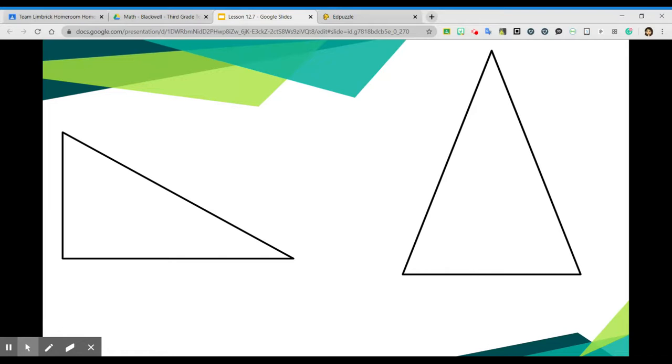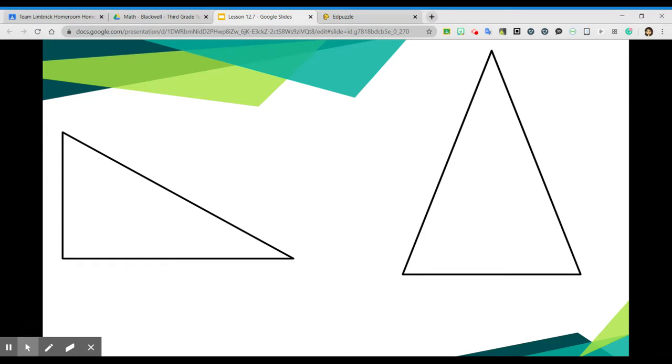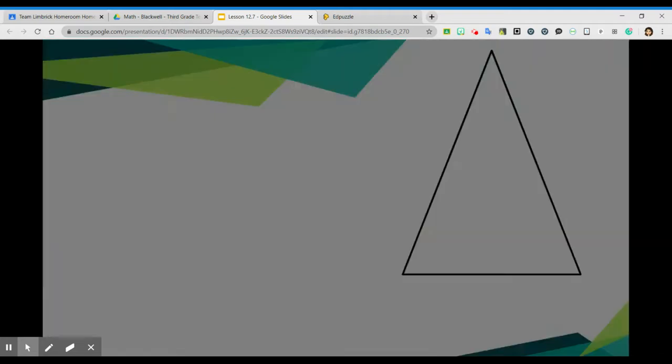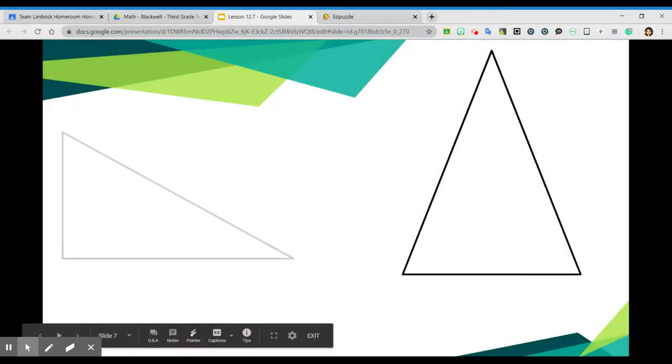How about this one? You could call this a right triangle because it does have one right angle. Or you could also call it a scalene because none of them are equal sides.